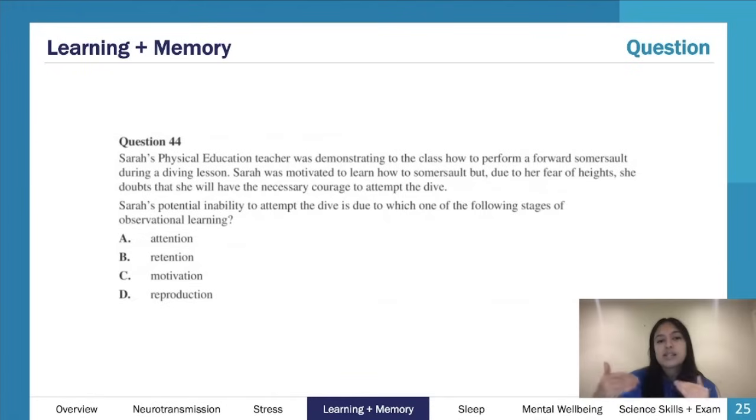Whereas D, reproduction. This last sentence: Sarah was motivated, but due to her fear of heights, she doubts that she'll have the necessary courage to attempt the dive. So it's that idea of the mental and physical capacity to actually reproduce the behavior. That's what's lacking. So therefore it's D. And again, this is what I talked about. There's nothing here to say that she's definitely paying attention or that it's definitely retained, but there's something here that's very explicitly relating to reproduction. So therefore you can assume attention's going on and retention's going on as well.